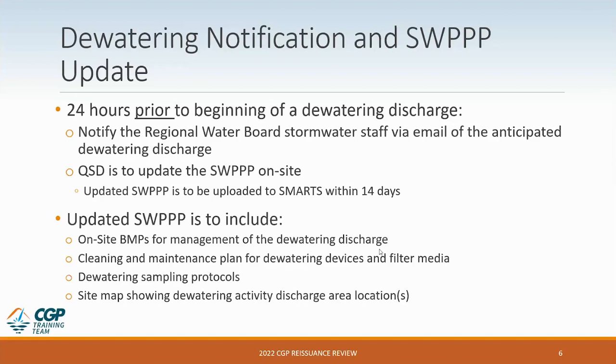There are dewatering notifications and SWP updates that are required prior to performing a dewatering discharge. One is 24 hours prior to the beginning of the dewatering discharge: you're to notify the regional water board's stormwater staff via email of the anticipated dewatering discharge. Also, the QSD is to update the SWP on site, and that SWP update is to be uploaded to SMARTS within 14 days.